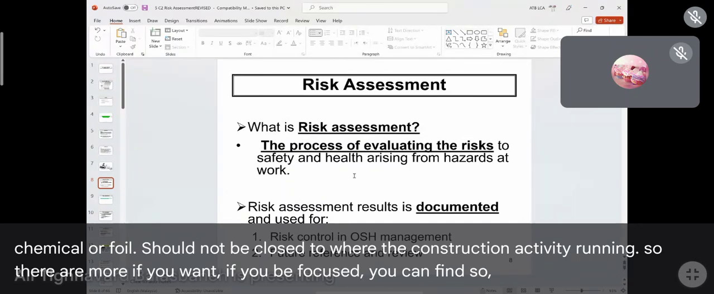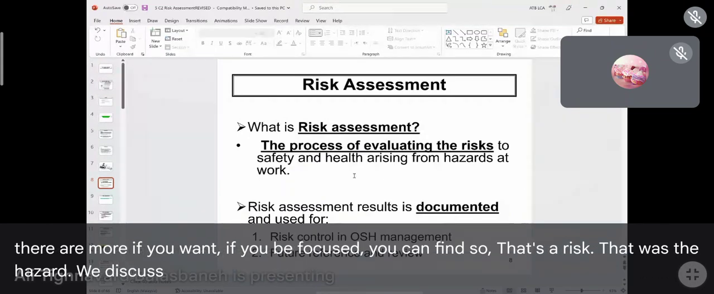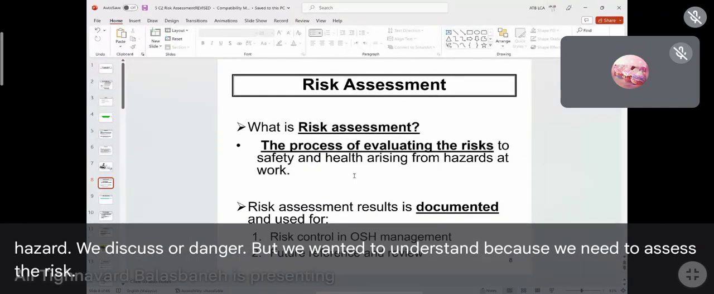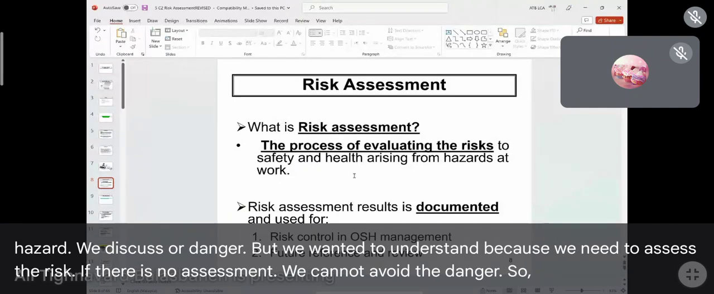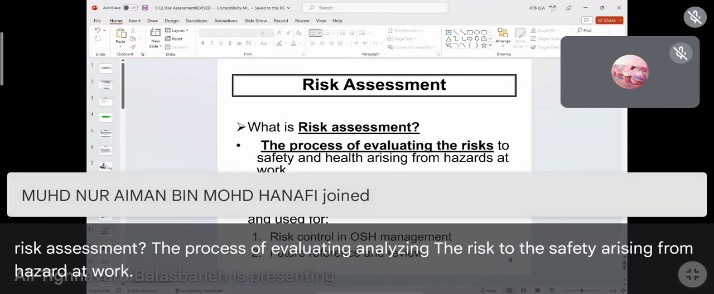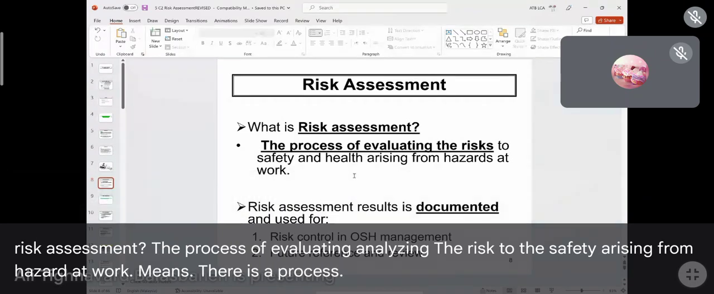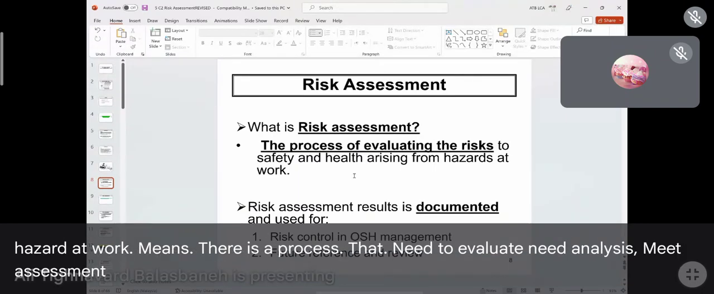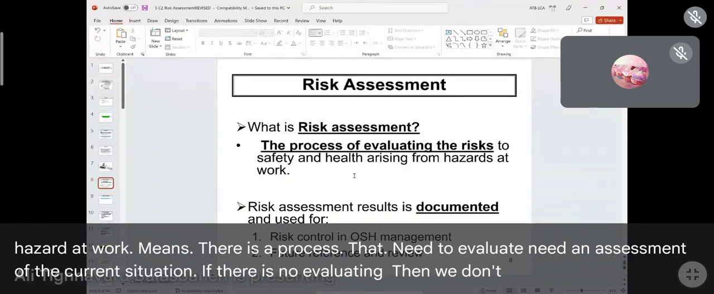So that's a risk, that was the hazard we discussed, or danger. But we want to understand, because we need to assess the risk. If there is no assessment, we cannot avoid the danger. So what is the risk assessment? The process of evaluating and analyzing the risk to safety arising from hazards at work. It means there is a process that needs evaluating, analyzing, and assessment of the current situation. If there is no evaluating, then we don't know what's going on.